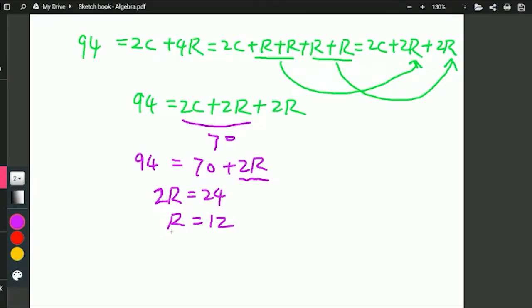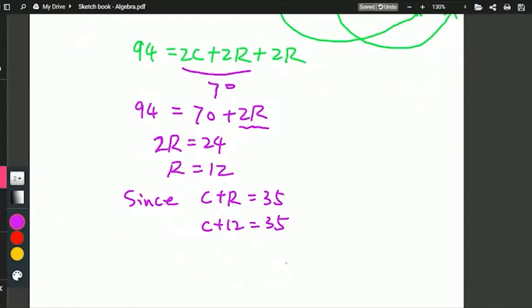Now what about C? What about the number of chicken? Since we know C plus R is 35, and we know R is 12, that means C plus 12 is 35. And then you can see C has got to be 23, because 23 plus 12 is 35. C is 23. So that's our answer.